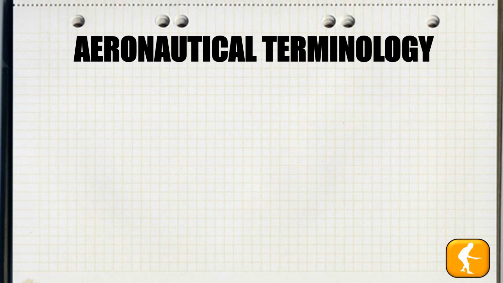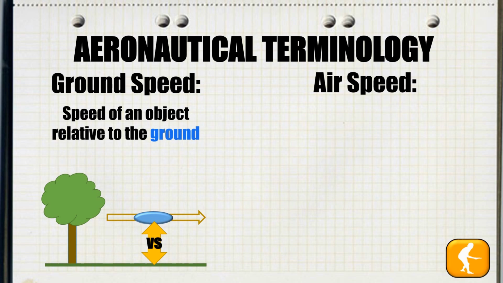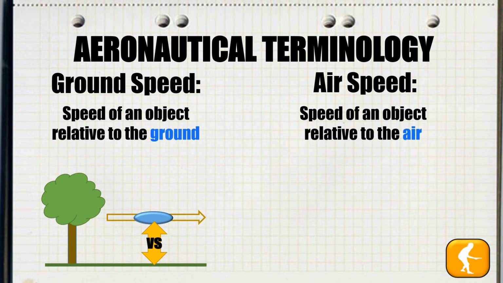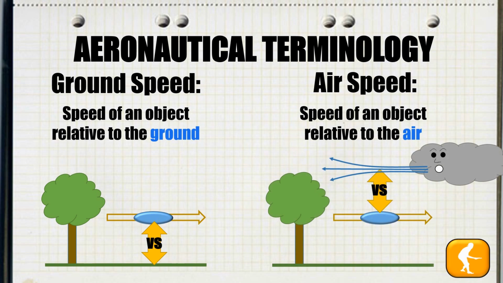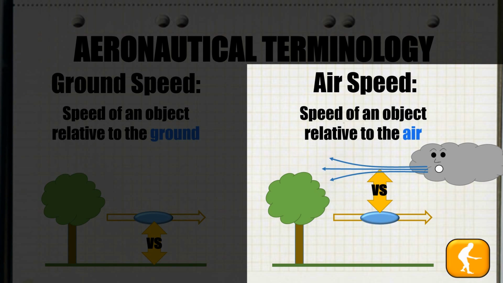This brings us to some key aeronautical terminology. The first of which is ground speed, which is defined as the speed of an object relative to the ground. The second is airspeed, which is the speed of an object relative to the air. These initially sound like very similar concepts, but they're actually quite a bit different, and we're going to be focusing on airspeed, which is the most relevant measure for a disc in flight.